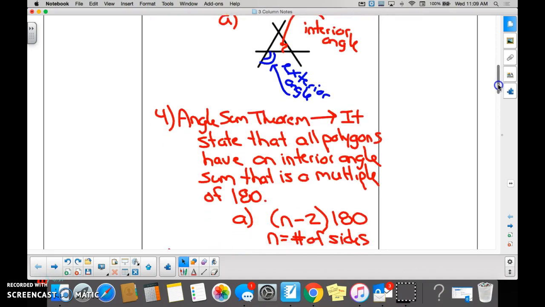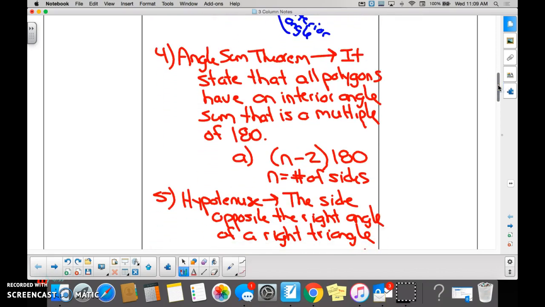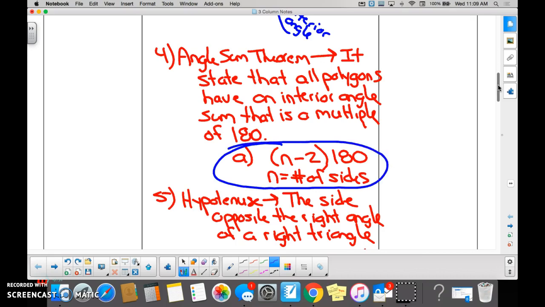Angle sum theorem, is this important, number 4? Yes. By the time you're done with the assignment that is going to be due on Friday, you need to have that memorized. N minus 2 times 180. What does N stand for, everybody?